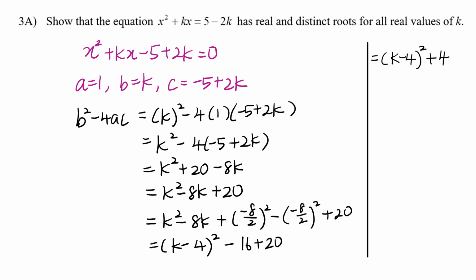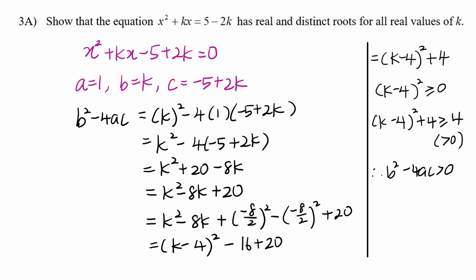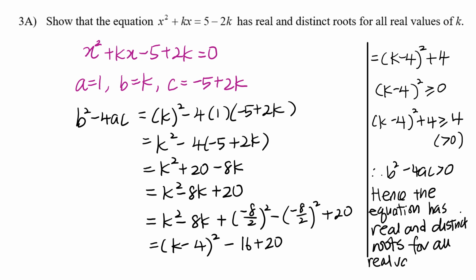So we need to do some explanation again. What is the explanation that we can give? We always start with the square of something, which is always more than or equal to 0. You add 4 to both sides, and it is still more than 0. So therefore b squared minus 4ac is more than 0. And what does b squared minus 4ac more than 0 tell you about the roots? Yes, the equation has real and distinct roots.